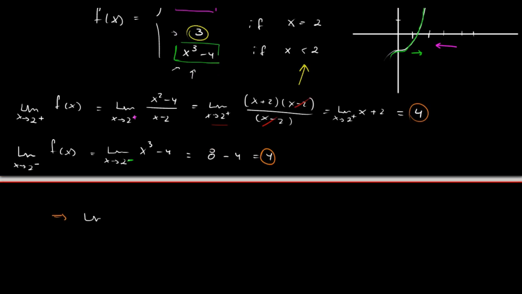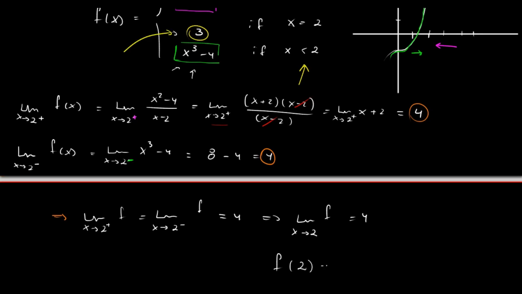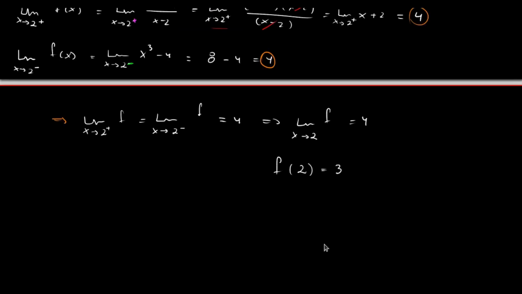So then we just said that the limit when x tends to 2 from the right of f is equal to the limit when x tends to 2 from the left of f. And that limit is equal to 4. And so this implies that the limit when x tends to 2 of f is 4. But the definition of the function says that f in 2 is equal to 3. And 4 and 3 are different numbers. So f of x, defined as we did above, is not continuous.